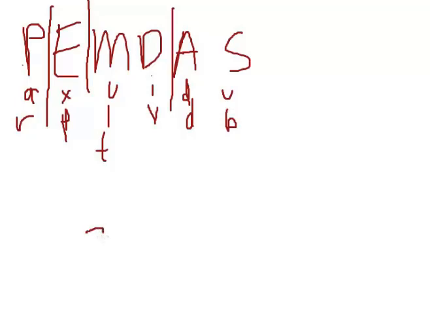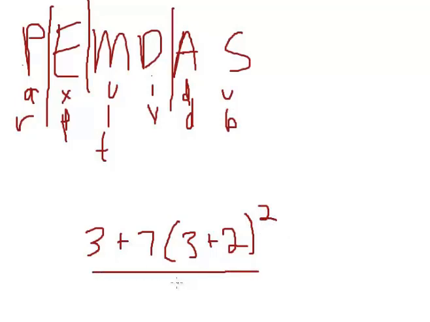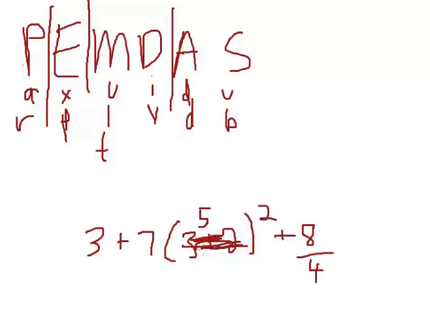Just to give you an idea, what if you have something like 3 plus 7 times (3 plus 2) to the second power, plus 8 divided by 4. Generally, you can use a fraction instead of a division sign. Under PEMDAS, the first thing you would do is your parentheses. That would be the 3 plus 2, which becomes 5. There are no more parentheses because this is now eliminated.